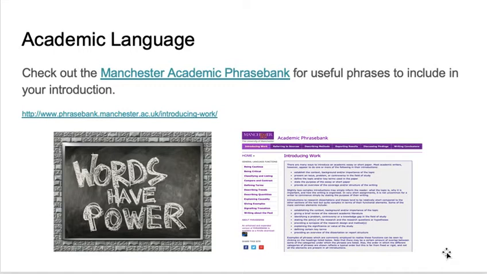Now, in an academic assignment, we're expecting you to use academic language. I highly recommend that you click on the link here or look at the Manchester Academic Phrase Bank for useful phrases to include in your introduction. The Manchester Academic Phrase Bank is used across universities in the UK and worldwide and has brilliant starting sentences for you to use and develop your vocabulary. And as the image says here, words have power, and you can access those words from the Manchester Academic Phrase Bank to help you.